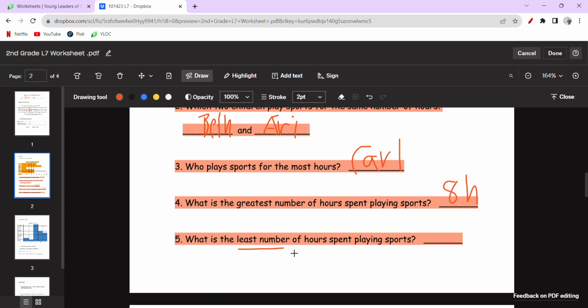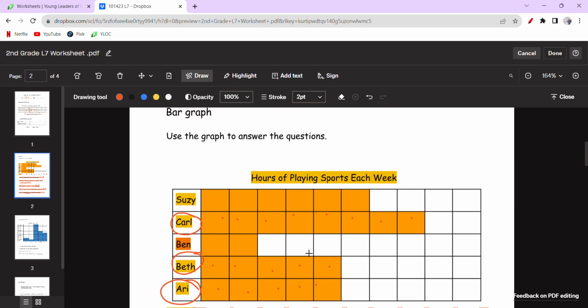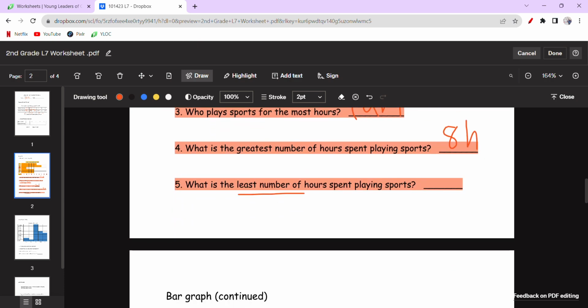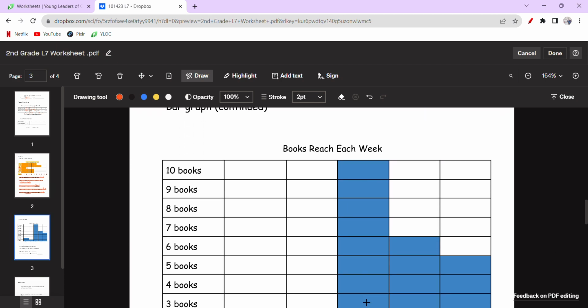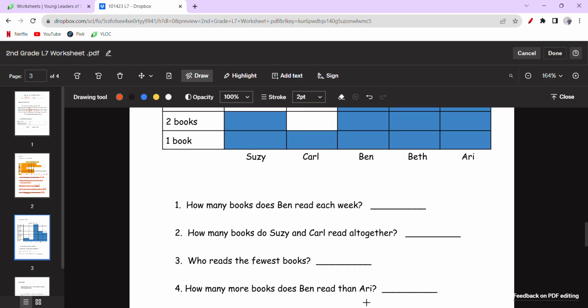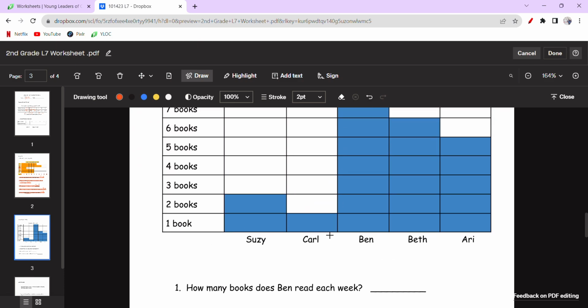Now what is the least number of hours spent playing sports? It would be Ben, right? It would be 1, 2. It would be 2 hours, right? It's very easy.